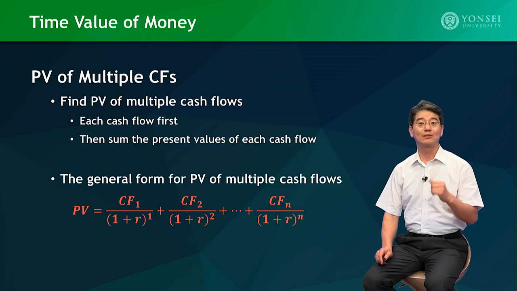In order to find present value of multiple cash flows, you need to find present value of each cash flow first and then sum the present values of each cash flow. The general form of calculating PV of multiple cash flows is the formula in the slide. That is, PV is equal to cash flow at time 1 divided by 1 plus R raised to the power of 1, plus cash flow in time 2 divided by 1 plus R raised to the power of 2, plus so and so up to cash flow in time n divided by 1 plus R raised to the power of n years.